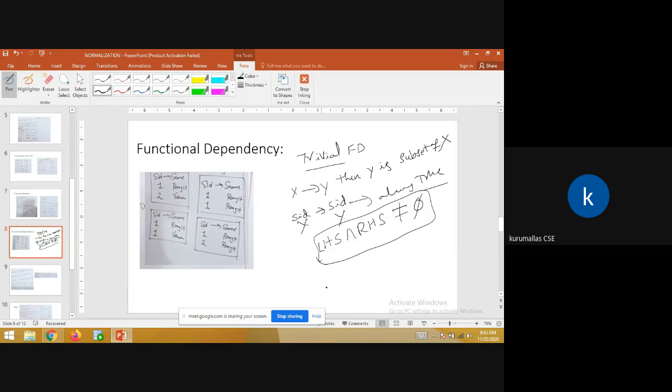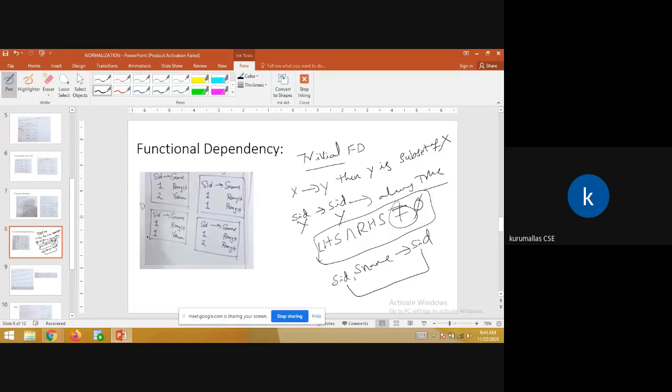Suppose you take an example: SID, sname, SID comma sname tends to SID. Here SID is there on both the left hand side and right hand side, so it is trivial. Understand, right?